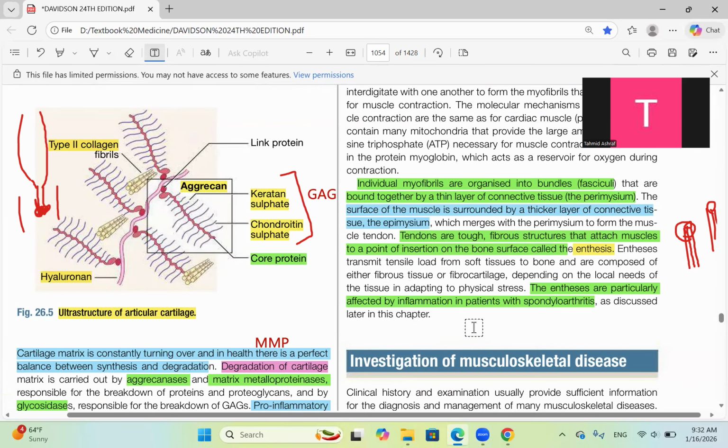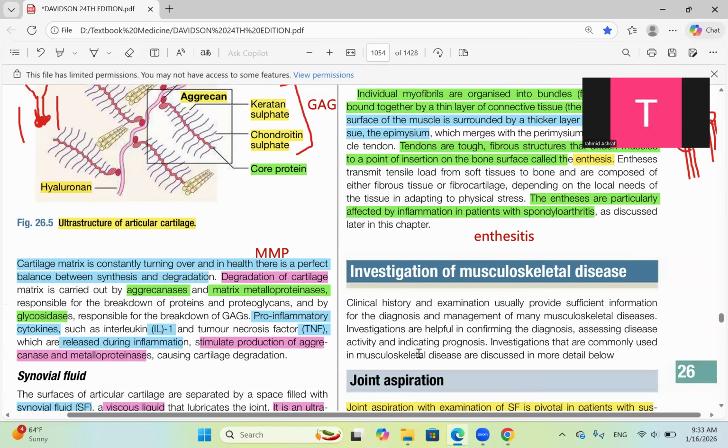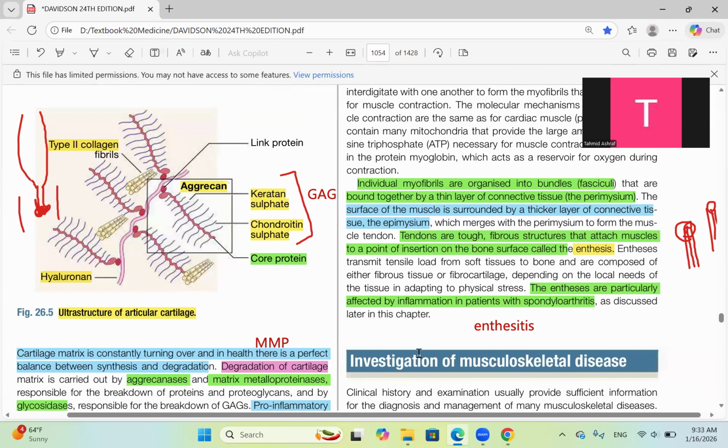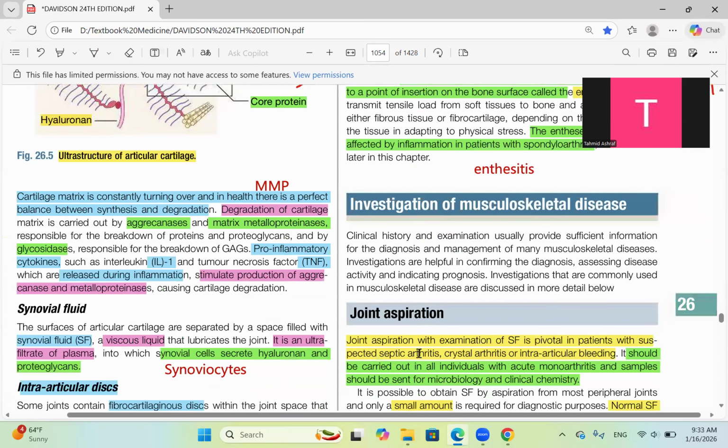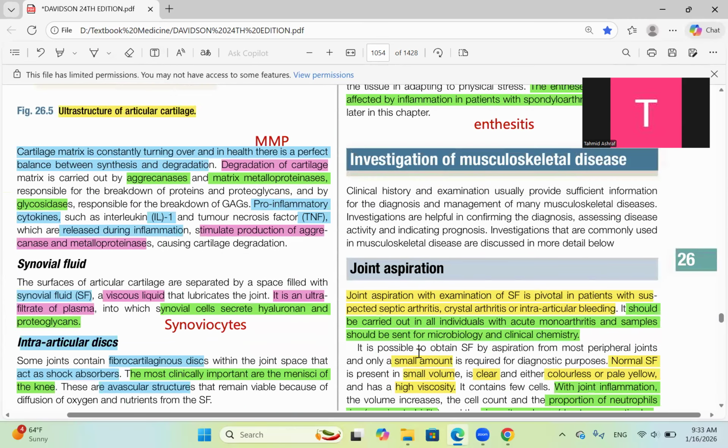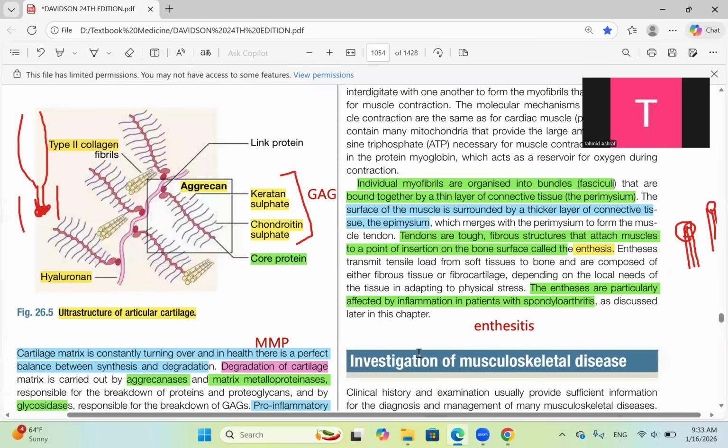Let's write it down here. Inflammation of the enthesis is called enthesitis. You will read this term eventually during your study of rheumatology. So what is enthesis? The point of insertion of the muscle tendon in the bone.